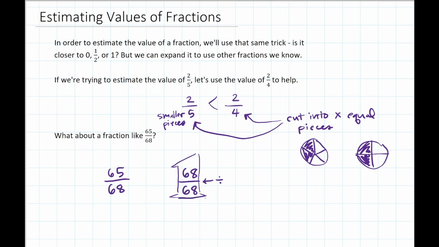Now in this one, I have the same size pieces because these have equal denominators. But I have different numerators. And remember, my numerator tells me how many of those pieces I have. So if I'm comparing, apples to apples, 68ths to 68ths, and in one fraction I have 65 of them, and in the other I have 68, I know for sure 65/68 has to be smaller than 1. Not a lot smaller though, only a little bit.